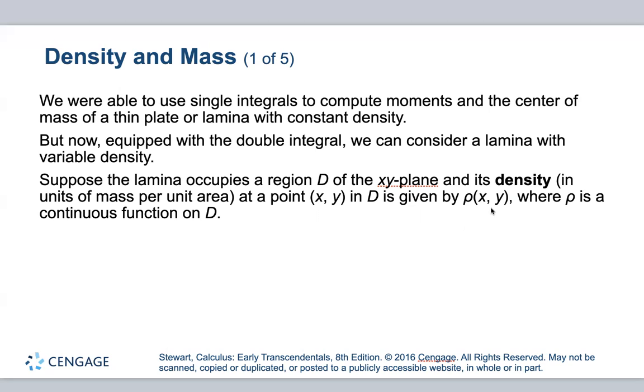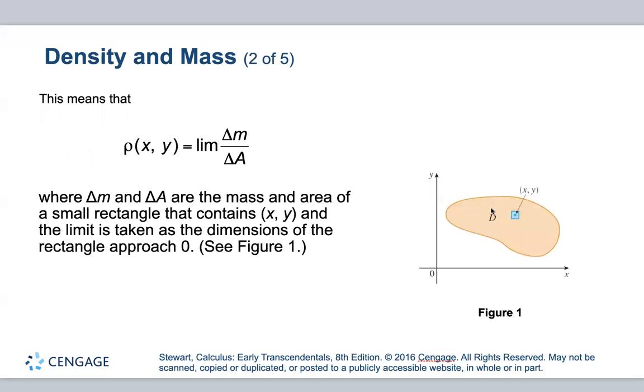It can't jump from being zero at one point to being completely positive at another point. And no cracks, in other words. So what does a density mean? Mass density. It means the mass per unit area.